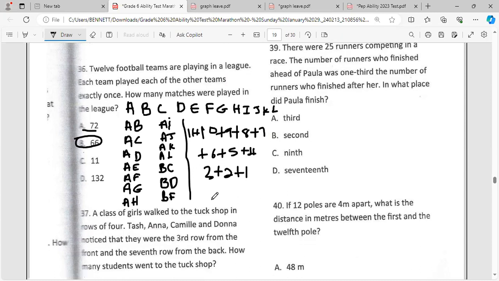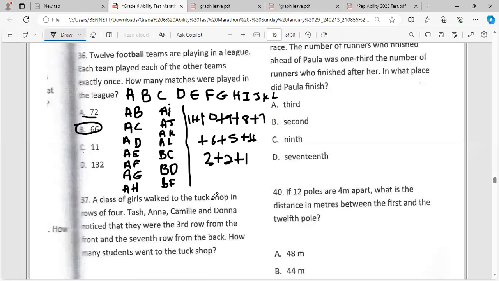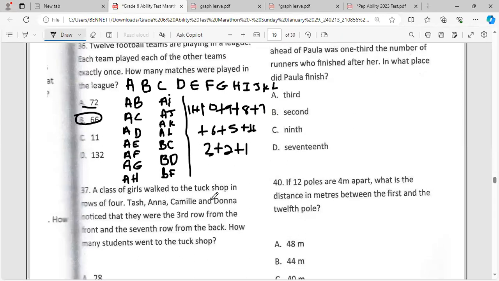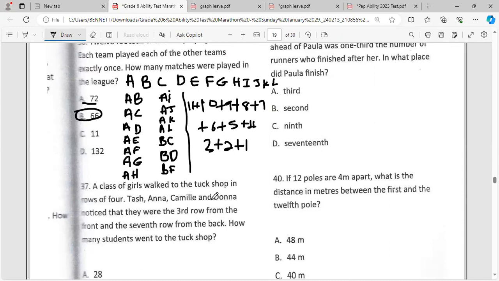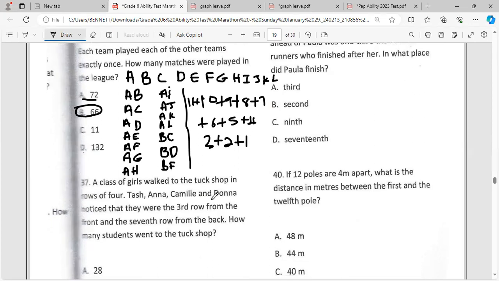All right. A class of girls walk to the tuck shop in rows of 4. Tasha, Anna, Camille, and Dana noticed that they were in the 3rd row from the front and the 7th row from the back. How many students went to the tuck shop?